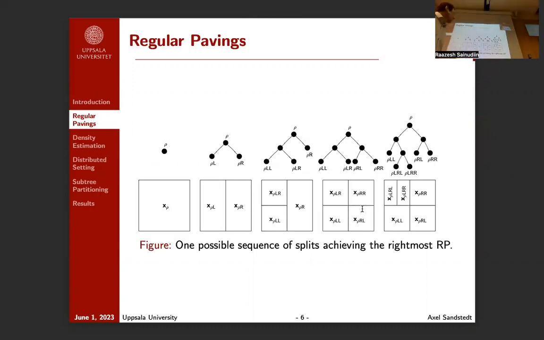Just as a quick example, we have a regular paving with one box with equal lengths of both sides. We assume that the x dimension is the first one, so we will split perpendicular to x in the first iteration. Now, no matter which of these two boxes we want to split, the longest side is along the y-axis. So when we split, we will have to split perpendicular to y. And now we have regained the boxes having equal lengths on every side. So we split along x again.